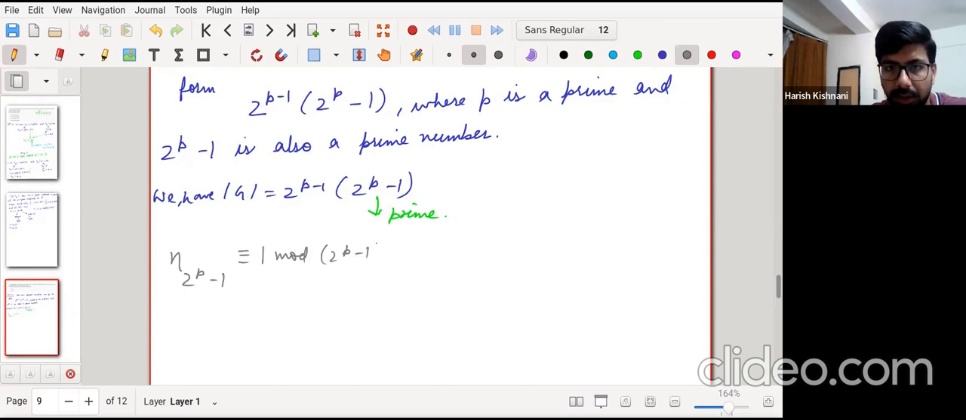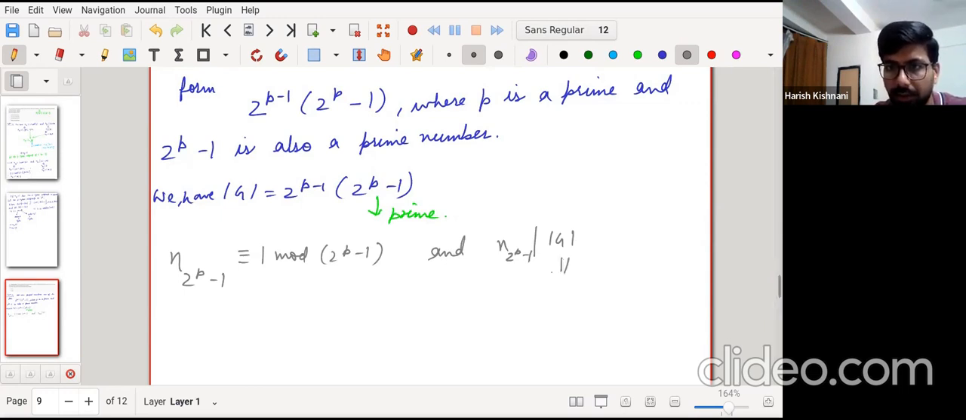So n_p must divide the order of G. So it is co-prime with 2^p minus 1. Oh sorry, not n_p, it has to be replaced by whatever the prime is. So our prime here is 2^p minus 1. So it must divide the order of G, which is already written there.